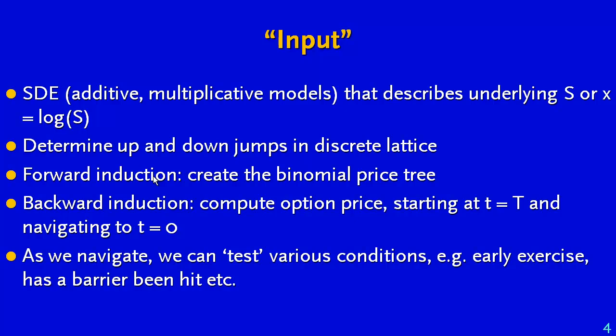Backwards induction is going from big T to 0, where we actually compute the price by going backwards. And as you navigate, you could have different conditions. So for example, when you're pricing backwards, you can check if the constraints are satisfied for numeric and option early exercise, or if you've hit a barrier, in which case your option price might be knocked out, be equal to 0, whatever. So there is a bit of flexibility in the method.